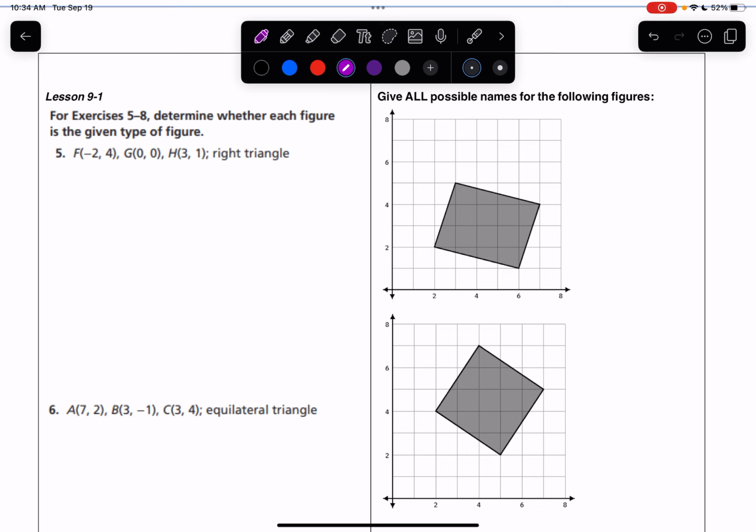9.1, determine whether each figure is the given type of figure. So, of course, we have to find all of the side lengths and all of the slopes. Although in this case, since we're just finding out whether it's a right triangle, we just need to find the slopes here.